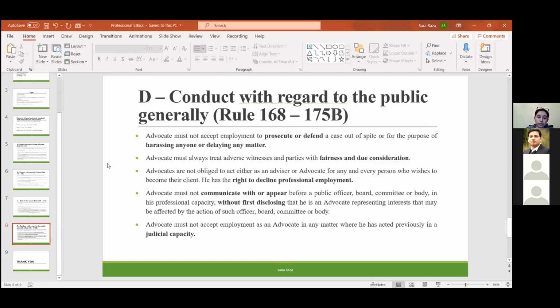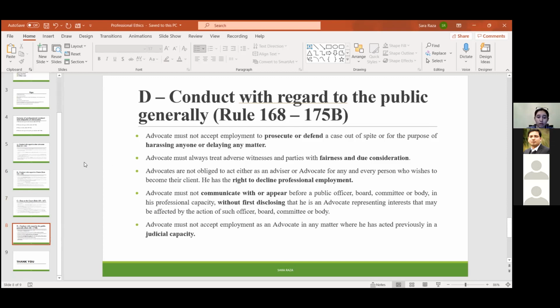Part D of the 1976 rules states conduct with regard to the public generally. An advocate should not accept employment or engage in prosecution or defense just to harass someone or delay the matter. An advocate should not treat adverse witnesses or parties with disrespect. They should be extremely fair and deal with parties with due consideration.